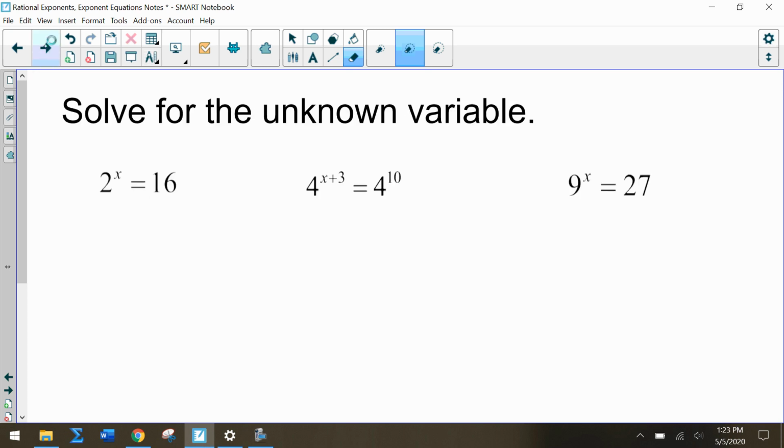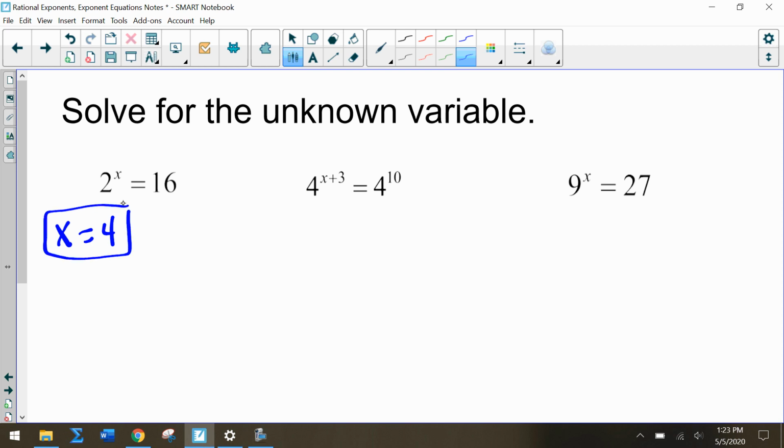Okay, so let's look at these 3 examples. We want to find the value of x, and where is x located in all of these equations? It's located in the exponent, okay? So if we're looking at this first one, 2 to the x equals 16. Everyone here probably is like, oh, well, I know 2 to the 4th gets us 16. 2 times 2 times 2 times 2, 16, okay? So 4 is our answer.